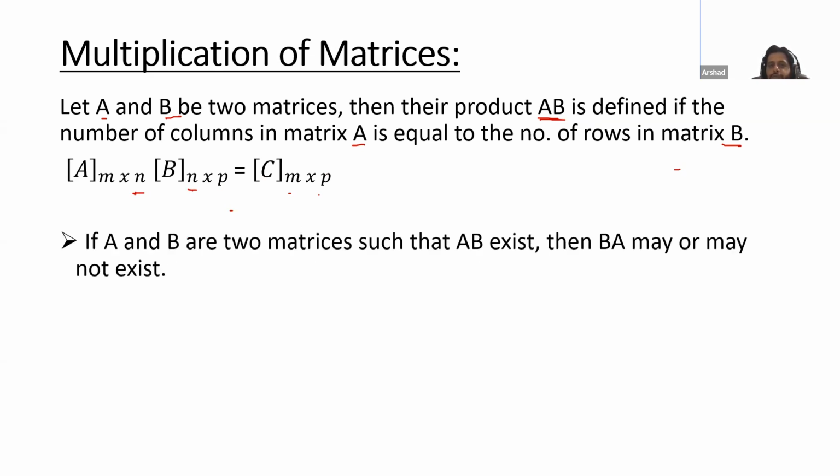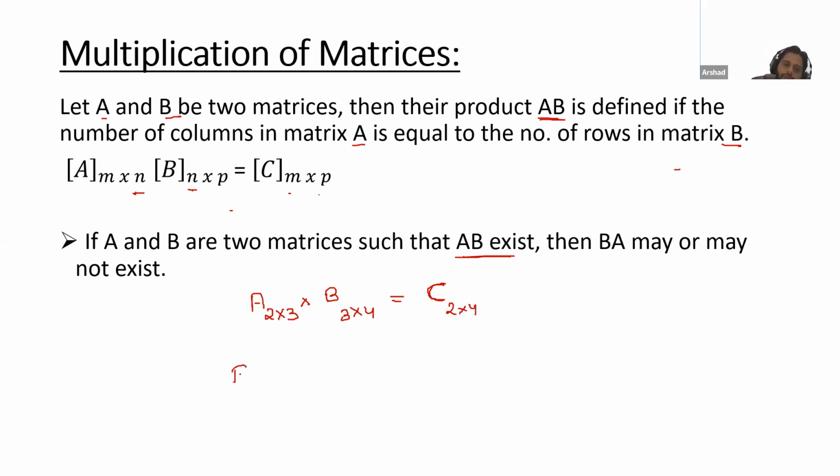Next is, if A and B are two matrices such that AB exists, then BA may or may not exist. What is the meaning of this? Please, first of all, check here. Suppose we have a matrix A having the order 2 by 3, and a matrix B of order 3 by 4. Rifat, can we multiply these two matrices A and B? Okay, Rifat, suppose we get a matrix C, what will be the resultant order of matrix C? 2 by 4. Very good.